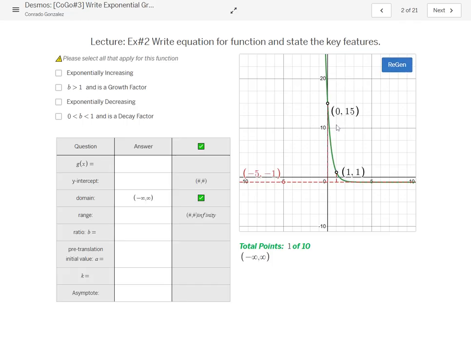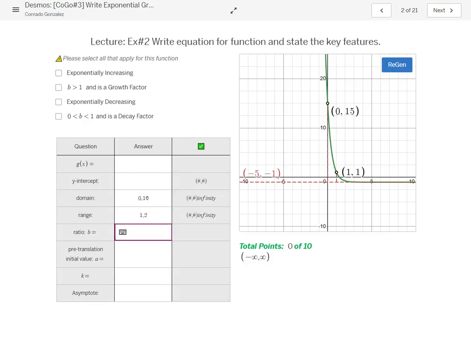Here's another example that is shifted down. So if it is shifted down, before I shifted down, that 0, 15 is 0, 16, right? Because then it got shifted down. And that 1, 1, before it got shifted down, was 1, 2. So here we have the initial values.